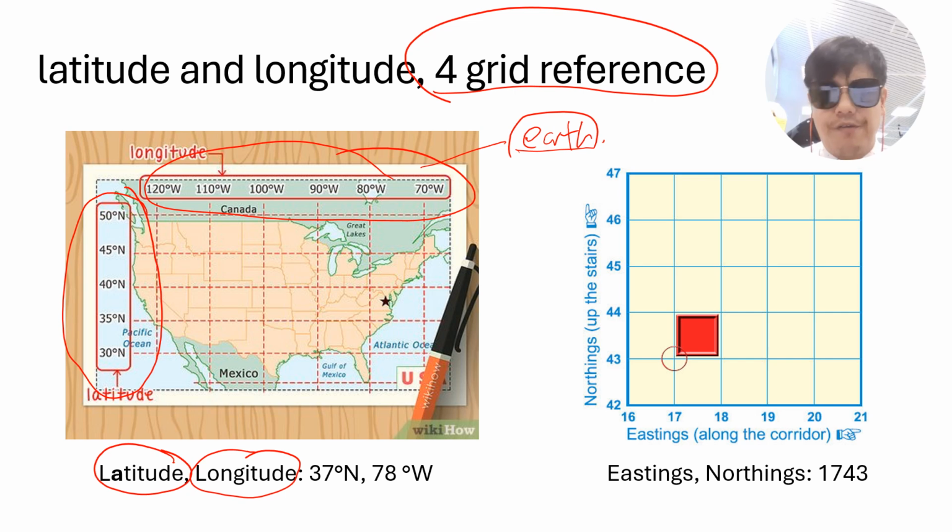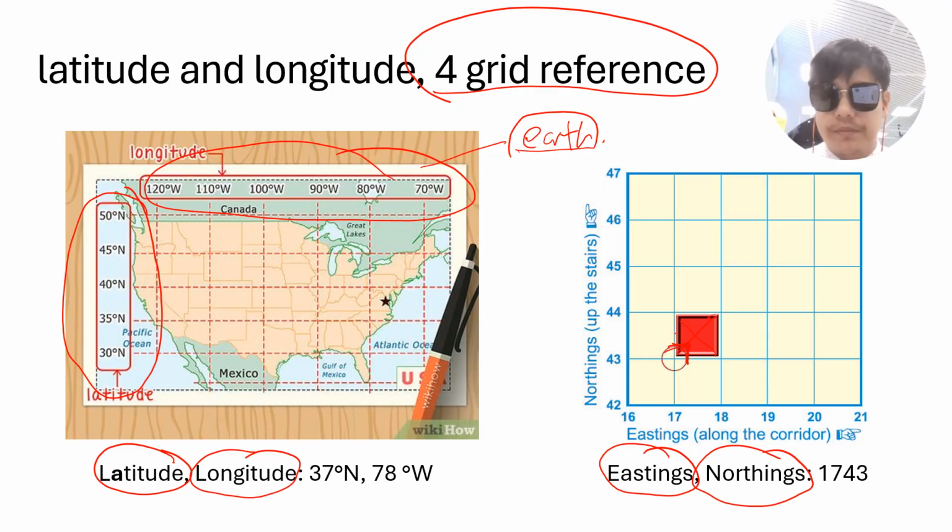Next, we talk about four-grid reference that you have learned in your lower sec syllabus. Just do remember it is eastings first and then northings. And when this square here is highlighted, how do you know it is a square? It is the right angle triangle.